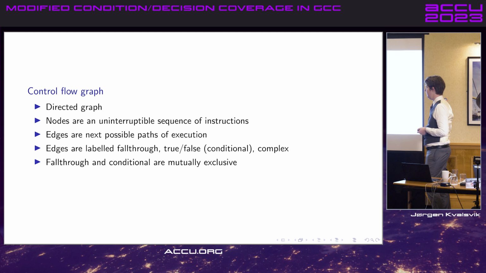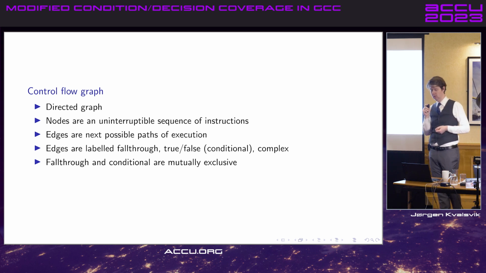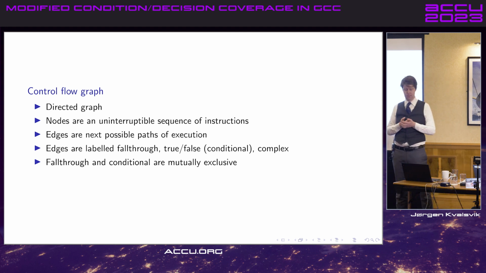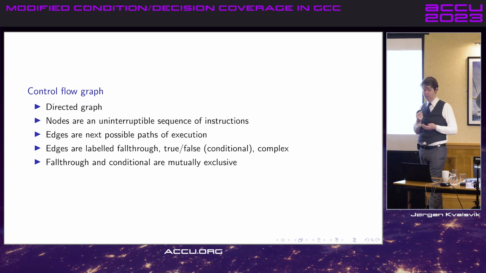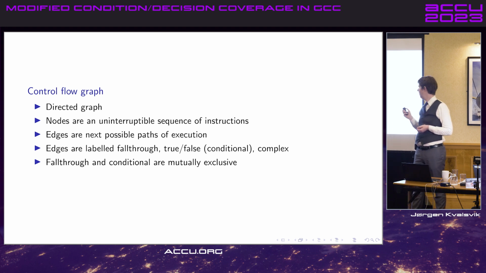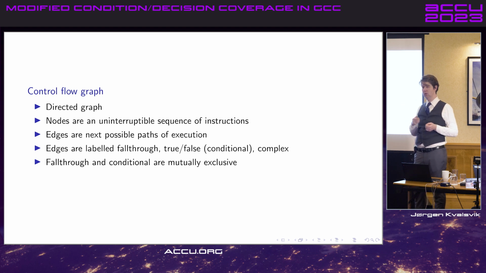Briefly, the control flow graph is a directed graph where the nodes represent uninterruptible sequences of instructions. Edges are the paths to the next possible uninterruptible sequences. Edges are labeled either fall through, which is straight, true or false, or complex. Complex, for the most part, we don't care about. It's for exception handling and similar. And an edge is either fall through or conditional.